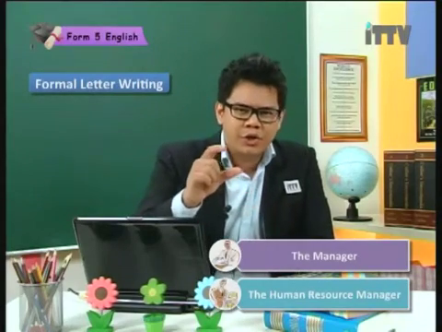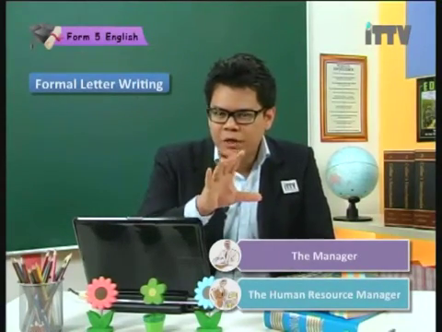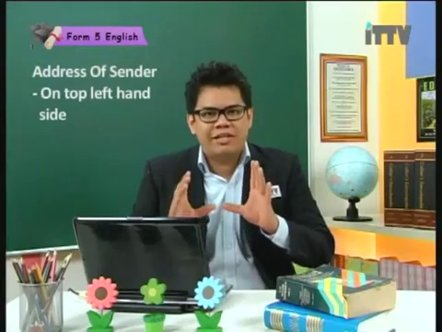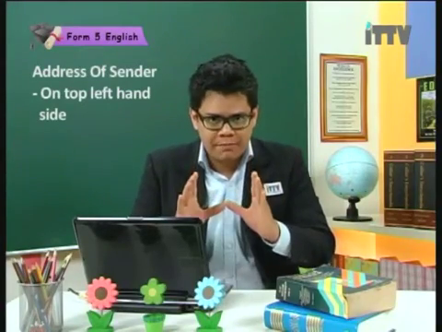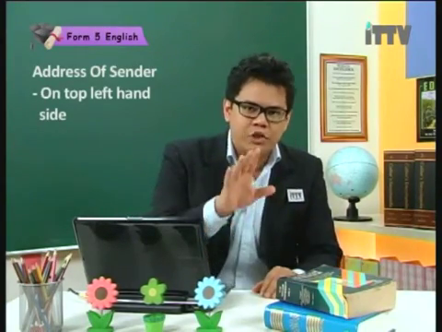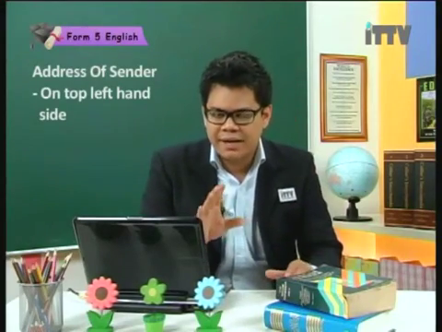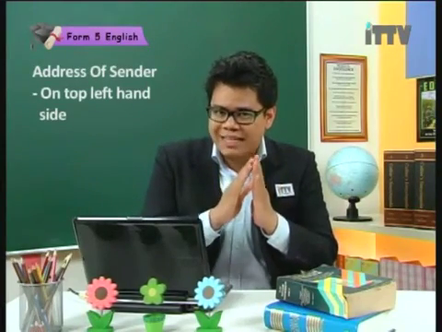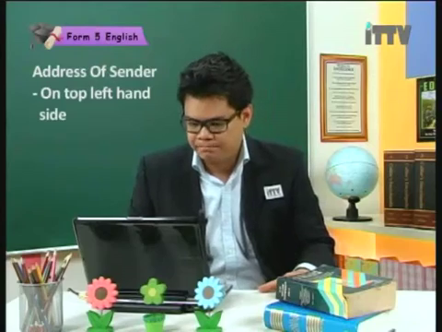Now, what we're going to do now is we're going to go step by step and we're going to look at the format to writing a formal letter. Here we have 30, Jalan Batu Api, Taman Hutan Bakar, 47300 Kelana Jaya, Petaling Jaya. Now, here we have an address. It is right on the top. It is on the left-hand side. So this is the sender's address. So this would be your address because you are writing. So this is the format. And if you look carefully, you would see that it is on the left-hand side, it's on the top, and it's all nicely inlined.